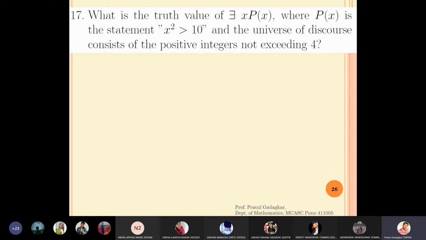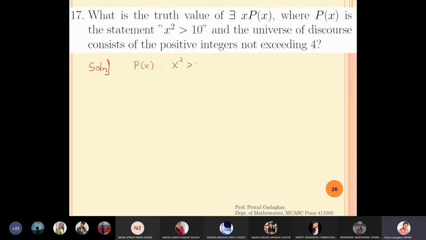Now if you look at this particular problem, what is the truth value of there exists x P(x), where P(x) is the statement x squared greater than 10? Where the universe of discourse is again the same. It consists of all positive integers not exceeding 4. So here P(x) is x squared greater than 10.